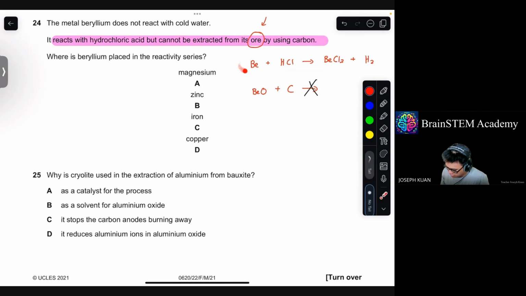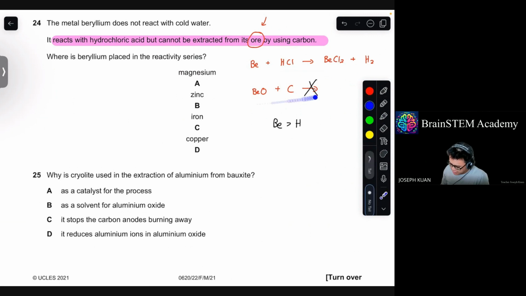In the first reaction, beryllium is able to take over hydrogen's place. It displaces hydrogen out and leads to this formation. So it means that beryllium is actually stronger than hydrogen. Of course, in the exam, don't write that. It's just how I describe it. It's more reactive than hydrogen.